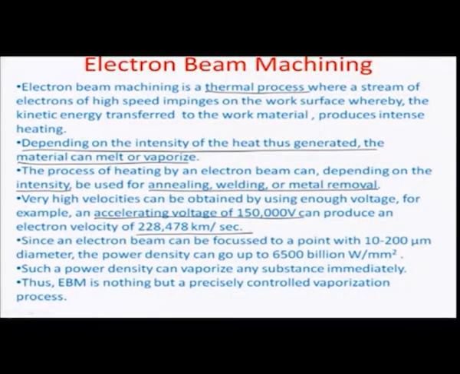So, typically if we look at again some of the values, if an electron beam like this with about 228,478 kilometers per second velocity of individual electrons can be focused to a point which is about 10 to 200 micrometers in size, it can go up to delivering a power density as high as 6500 billion watts per millimeter square. So, this is how much energy can be delivered really in a very focused manner onto a surface.